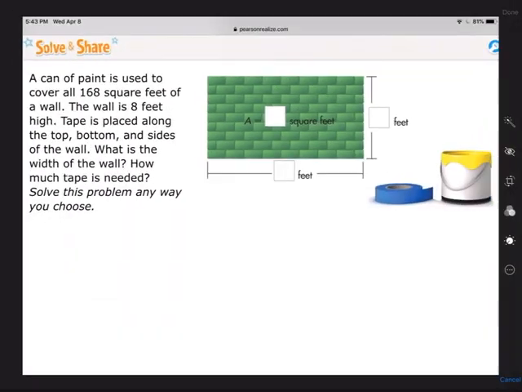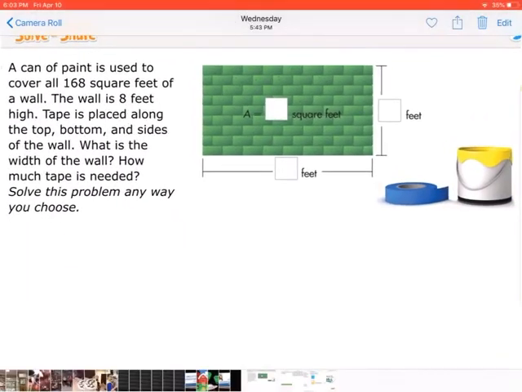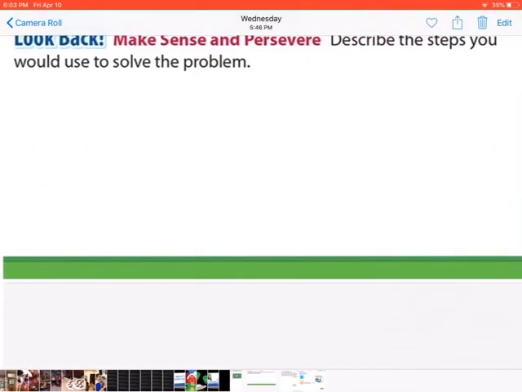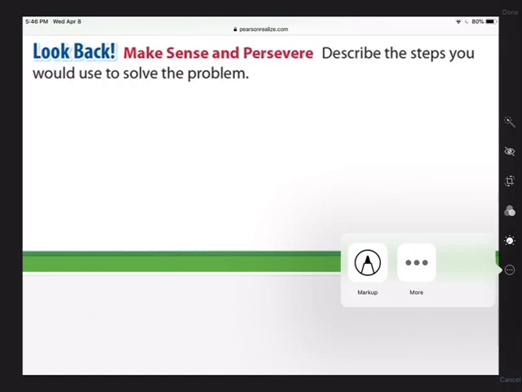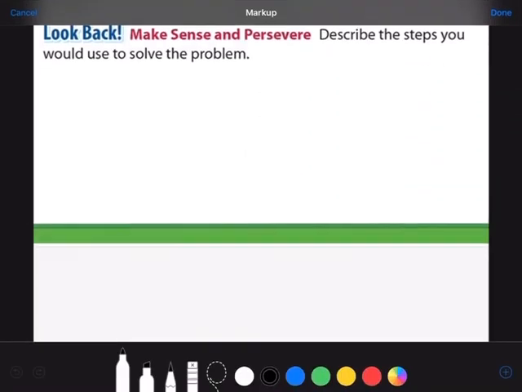Way to go. Let's move right on to the bottom of page 709. The Lookback Problem wants us to look back at that solve-and-share problem, and it says, describe the steps you would use to solve the problem, and they mean the problem above. So let's break it down into parts. The first thing we had to do was find the width of the wall.